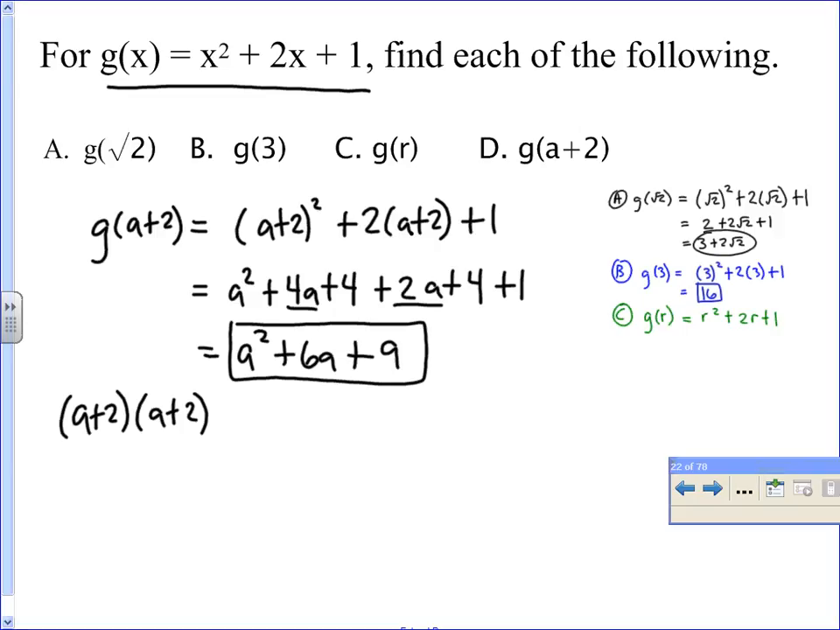Okay, so that's all I have for section 1.1, and we'll continue on with 1.4 next time.